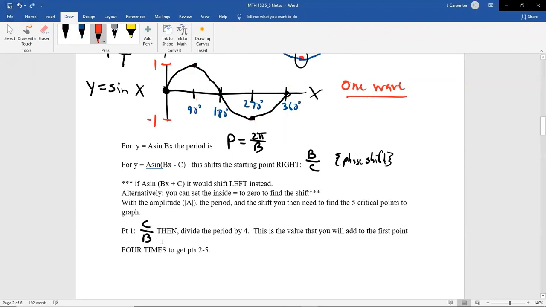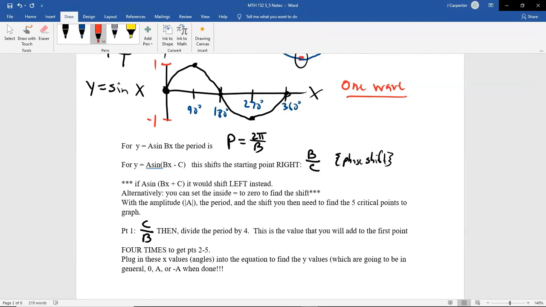So that's how we get the x values, the different angles. What do you do once you have the angles? You plug in these x values, which are angles, to the equation to find the y values, which are going to be, in general, 0, A, or negative A.